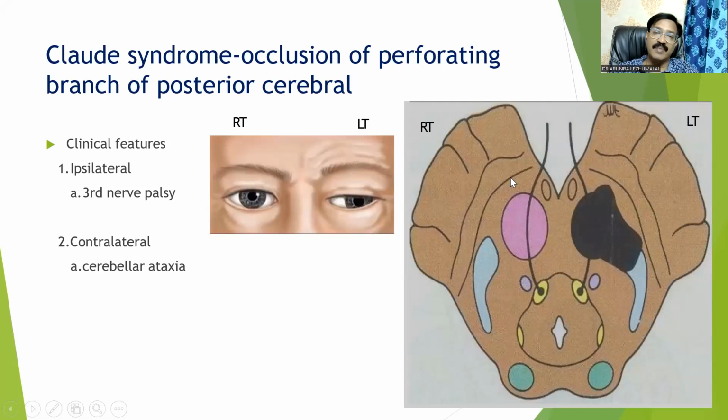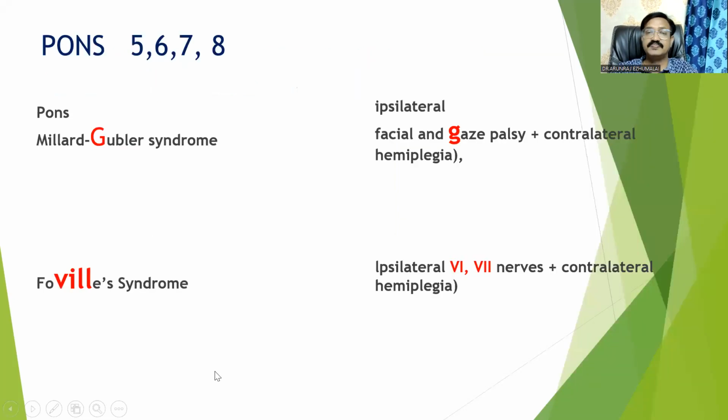The level is midbrain. You can see the eyeball deviated outward. That means the patient is not able to adduct, may not be able to elevate, and may not be able to depress. All these three movements are due to the third nerve. So if the eyeball is this side and the patient has weakness this side, you have to suspect Weber syndrome. If the eyeball is like this and the patient has ataxia, you have to suspect Claude syndrome.